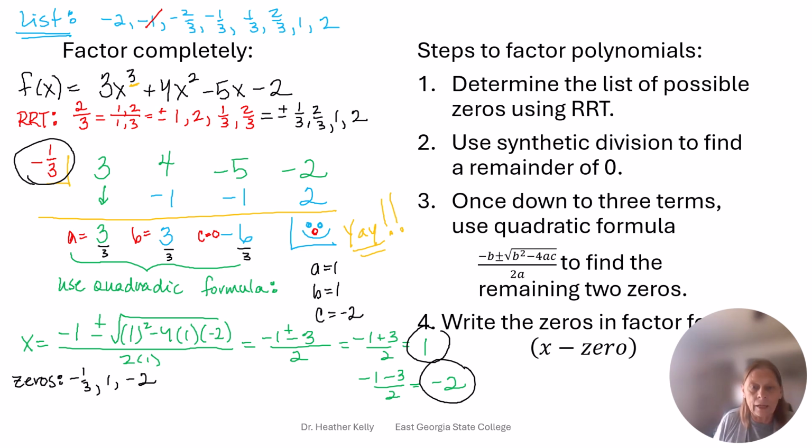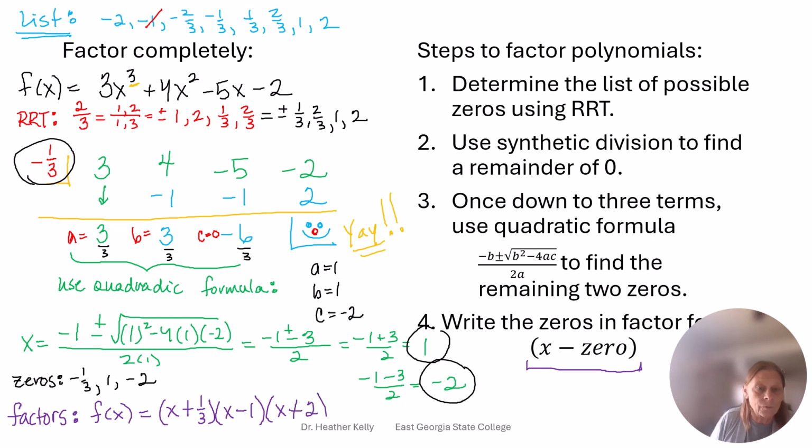And to write it out as factors, which is what I'm looking for, we're going to say f of x is equal to, and we use this trick that we use in chapter 5, which is how we can take a zero and write it as a factor. And so we're going to have x minus a -1/3 times x minus 1 times x minus a -2. Okay, so this is in factored form.